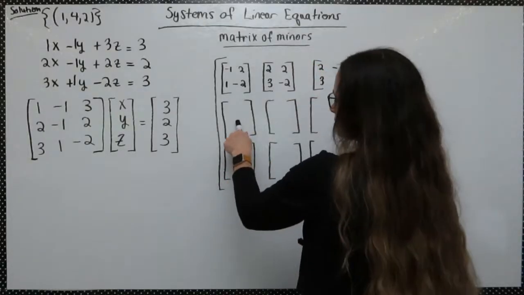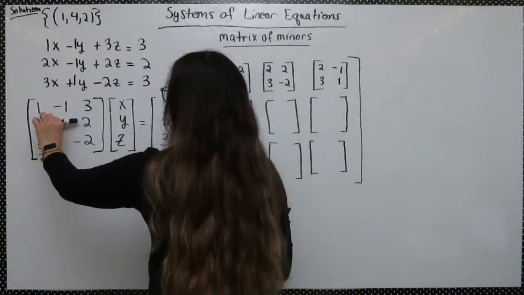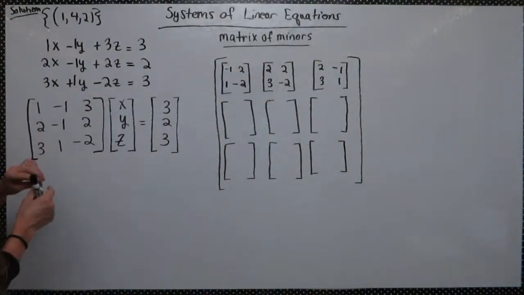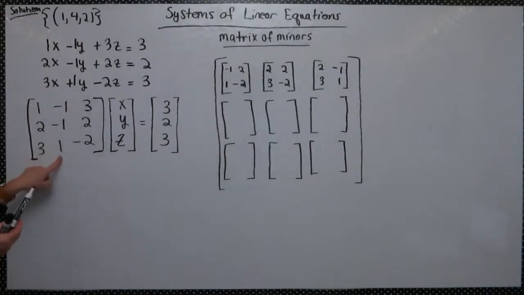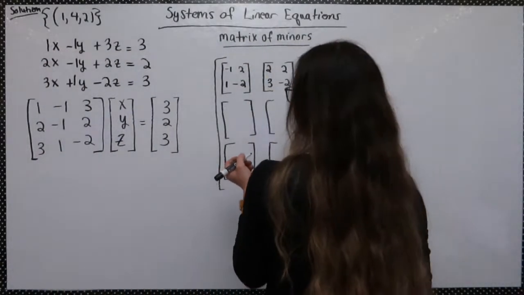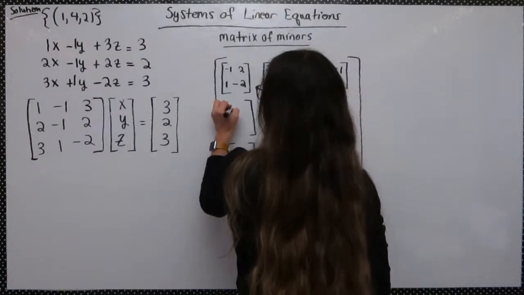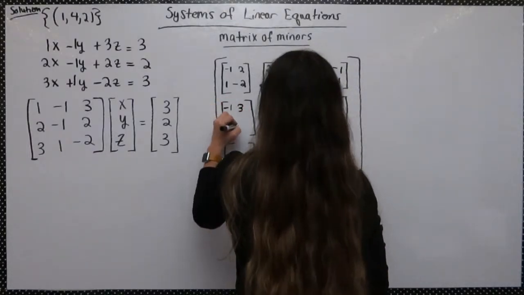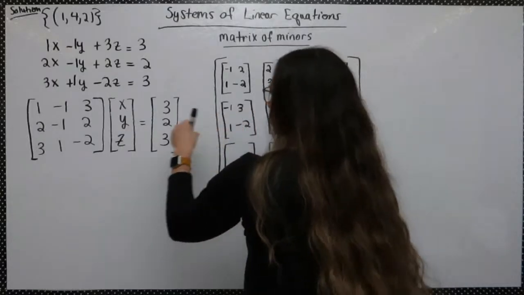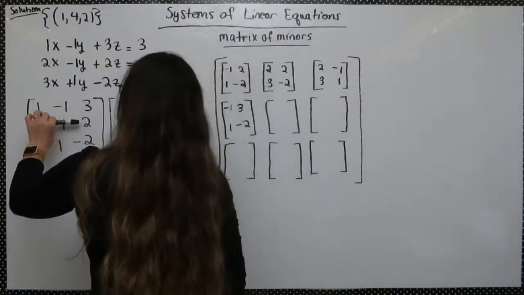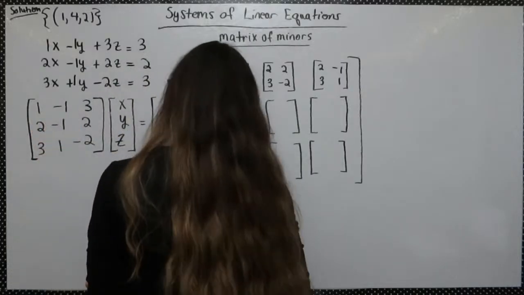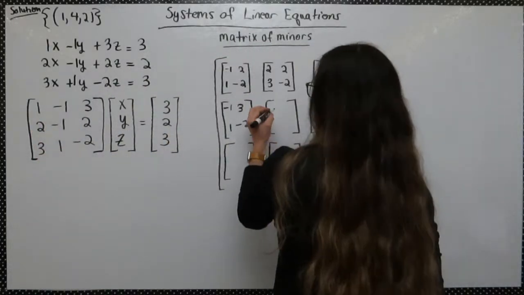We'll do that again for the middle position, crossing out the second row and first column. So you're going to get -1, 3, 1, and -2. And then the middle one, you're crossing out the second row and second column. So you're getting the corners. So 1, 3, 3, -2.